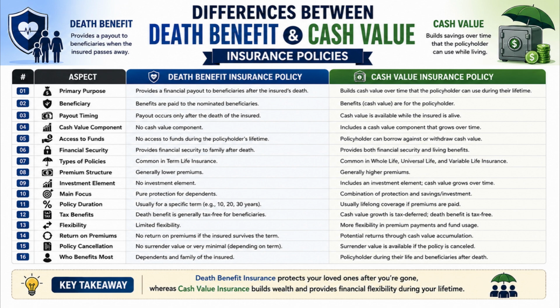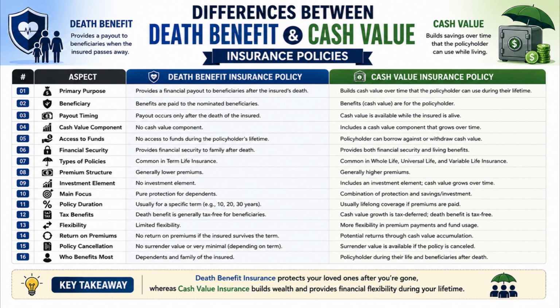Number 15. Death benefit insurance policies generally have little or no surrender value if canceled, whereas cash value insurance policies often provide surrender value upon cancellation. Number 16. Death benefit insurance mainly benefits dependents and family members after death, whereas cash value insurance benefits both the policyholder during life and beneficiaries after death.